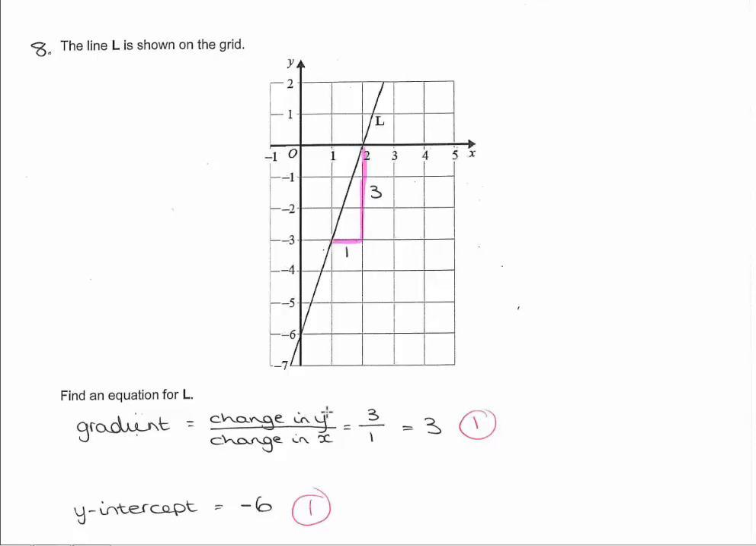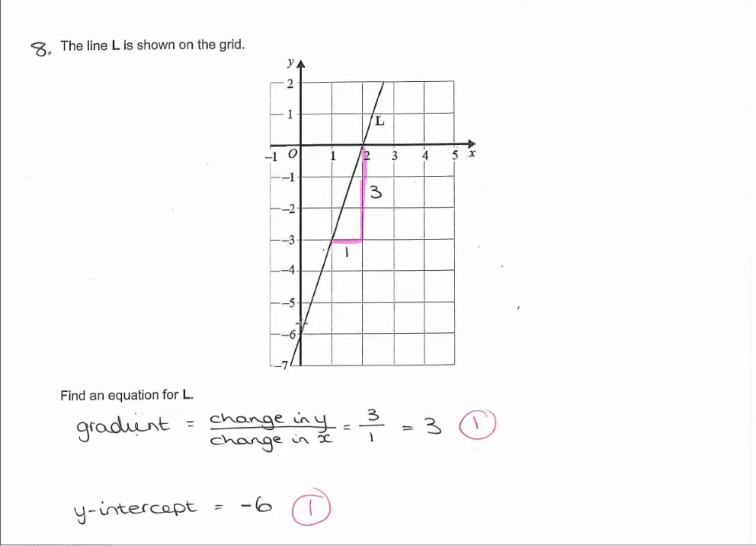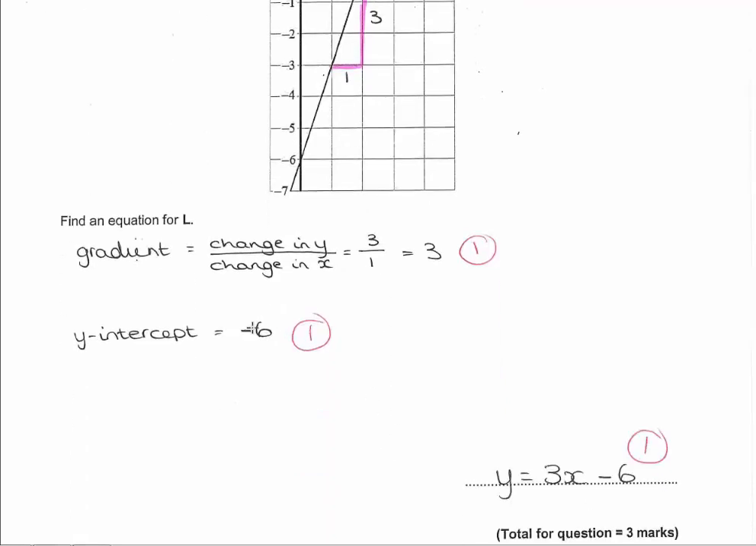So the change in y is 3 and the change in x is 1. 3 divided by 1 is 3. The gradient is 3. It means every time we go along 1 we go up 3. The y-intercept is where this line crosses the y-axis, and that's minus 6. And so we can simply put these values that we've worked out into our equation. y equals 3x minus 6.